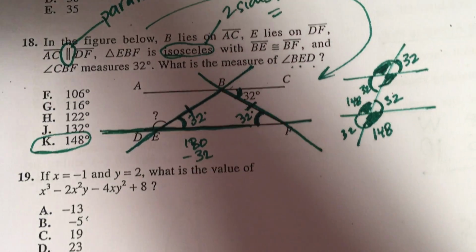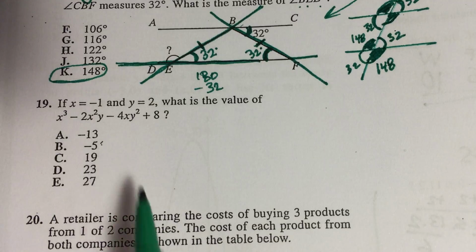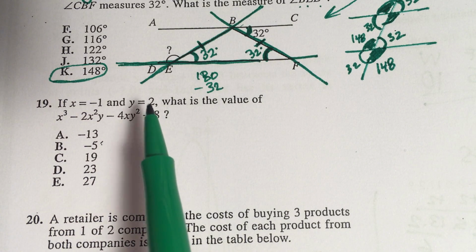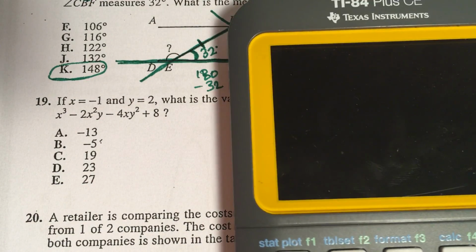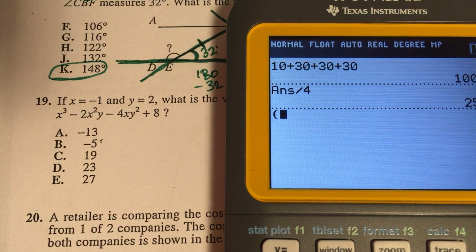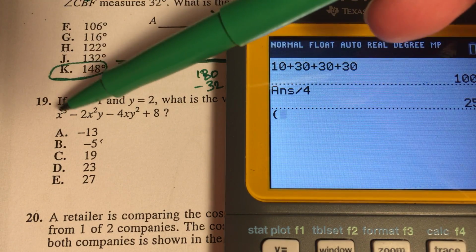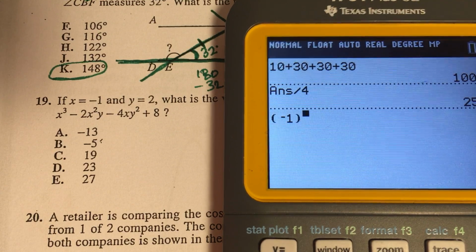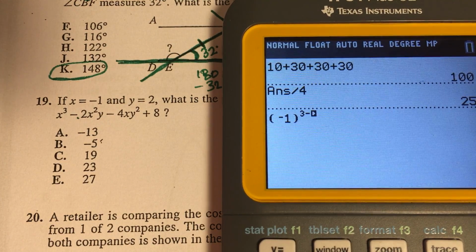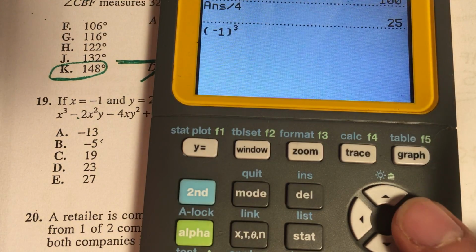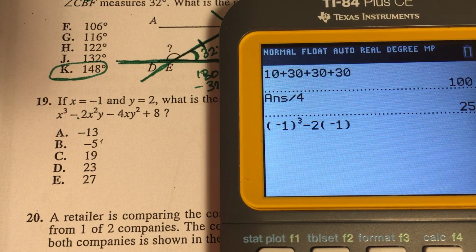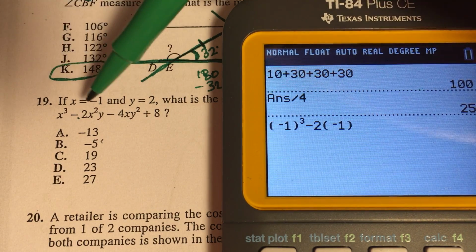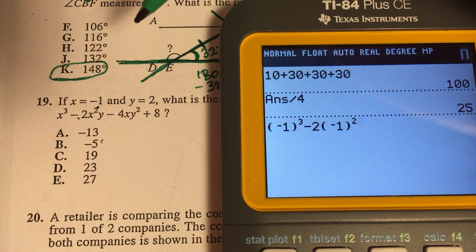Sweet. So number 19 says that x is -1 and y is 2. What's the value of this? In this case, I would honestly go straight to my calculator. And I would say, okay, so I'm trying to plug in x in this case. So x is -1 to the power of 3 minus 2. Let's see, use your arrow key to get out of there. Minus 2 times -1, and this x is squared, so I put to the power of 2.